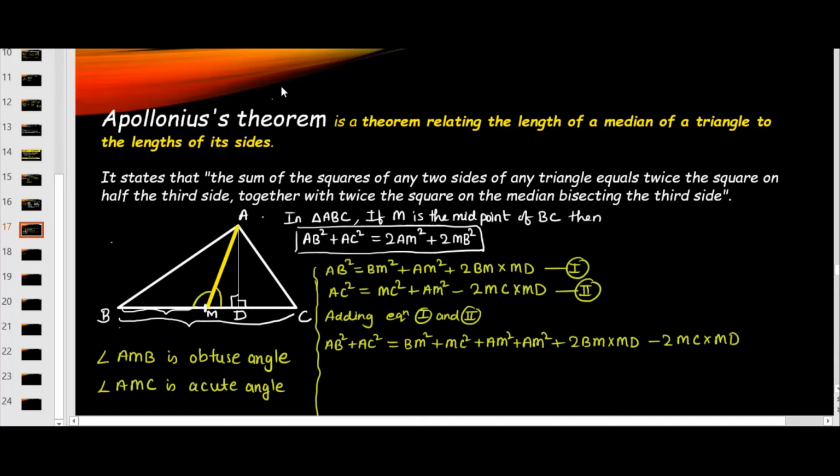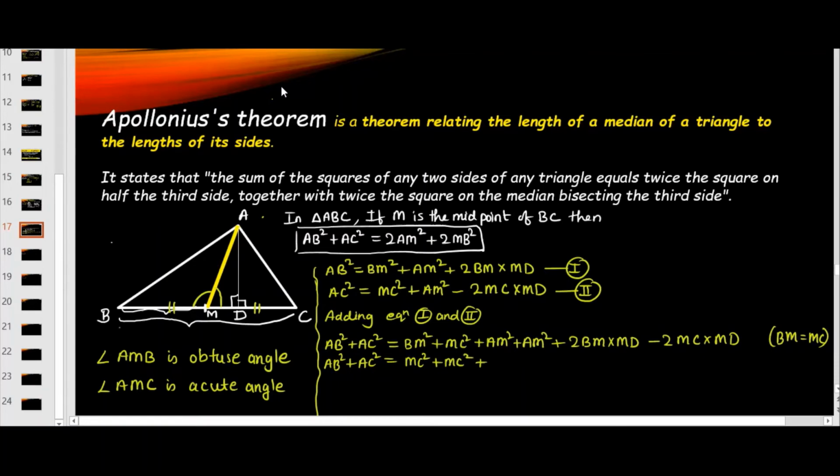Do you see here MC? MC is the same as BM because this AM is drawn in the middle. M is the midpoint of the side. So this side and this side are the same. That means BM is equal to MC. Both the lengths are the same. So I can also write the same line as AB square plus AC square is equal to, in place of BM, I will write MC. MC square, this is also MC square.